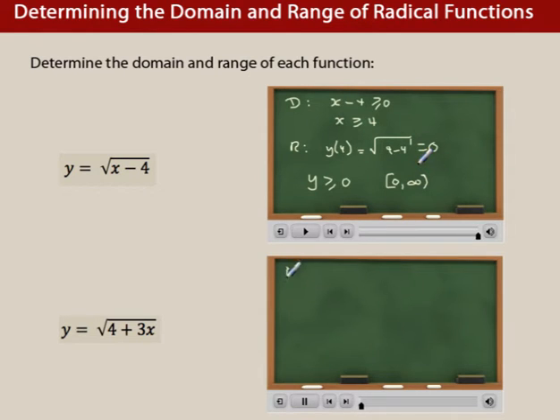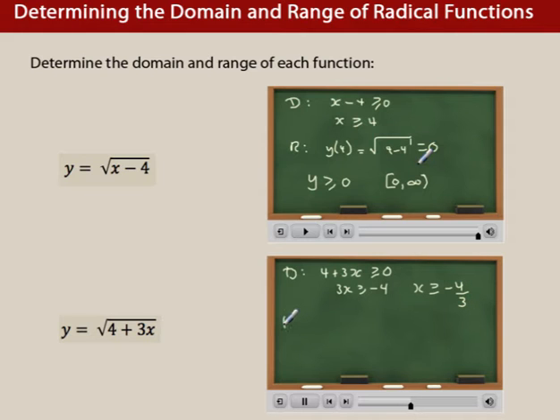Now here's another radical. So the domain is found by setting what's under the radical sign, the 4 plus 3x, greater or equal to 0. So move the 4 the other side and get 3x is greater or equal to negative 4. And so x must be greater or equal to negative 4/3.